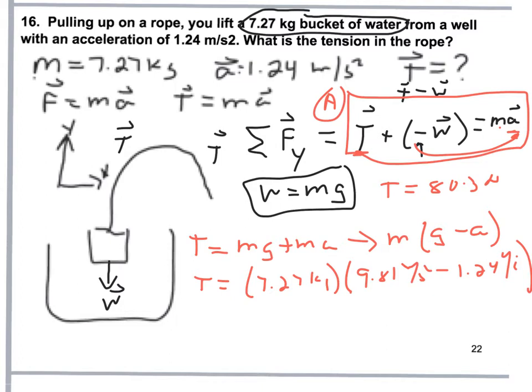But let's see if it actually does double. So if we take this tension of 80.3 newtons over here, that's what we just solved for, and we double that, 2 times our tension is 160.6 newtons.